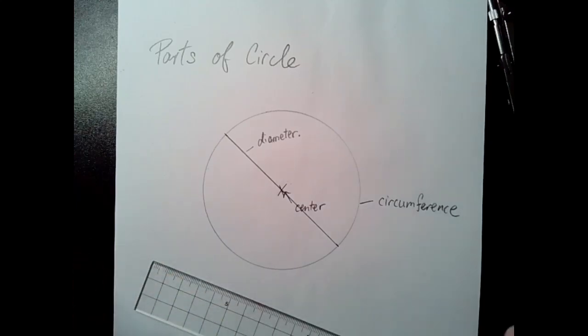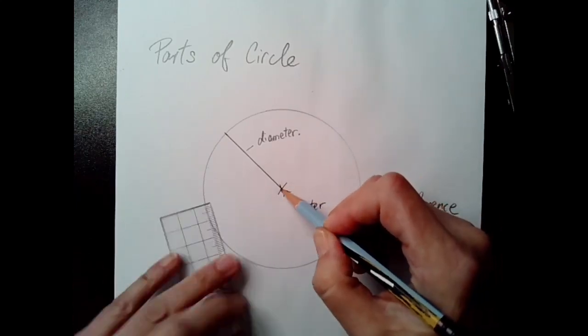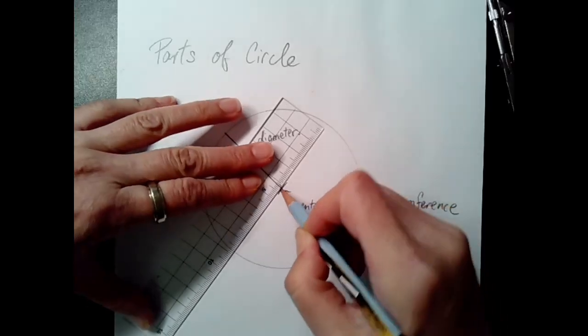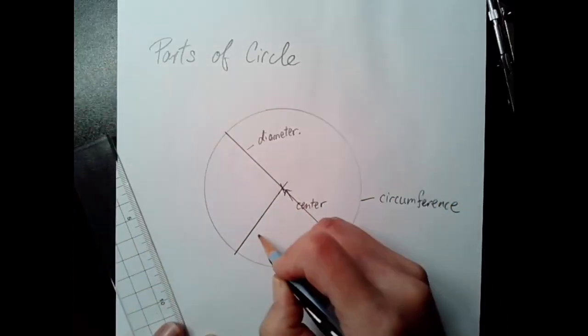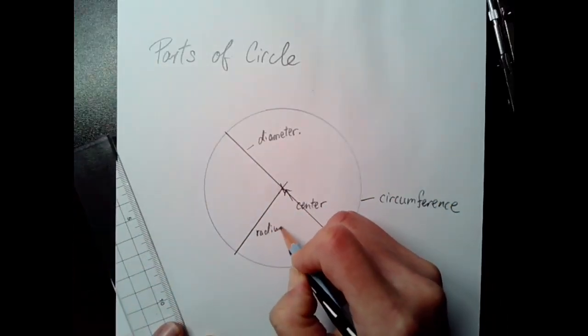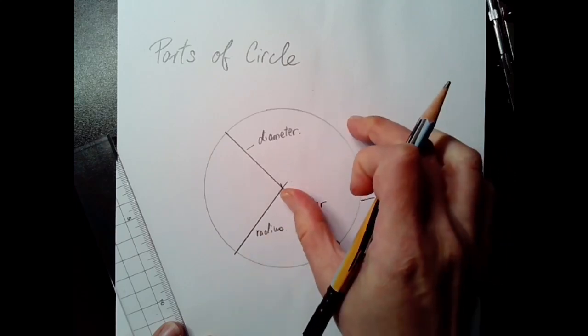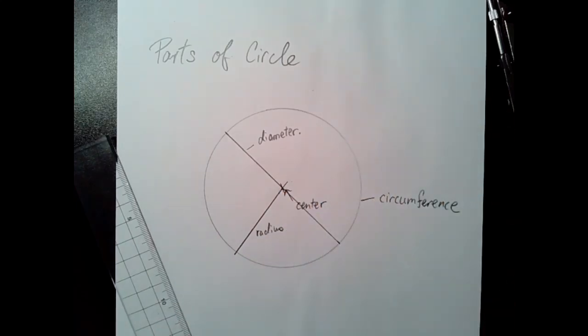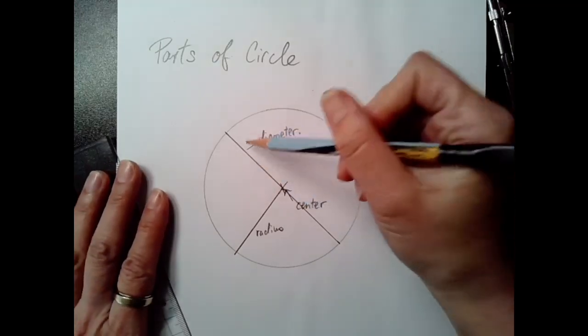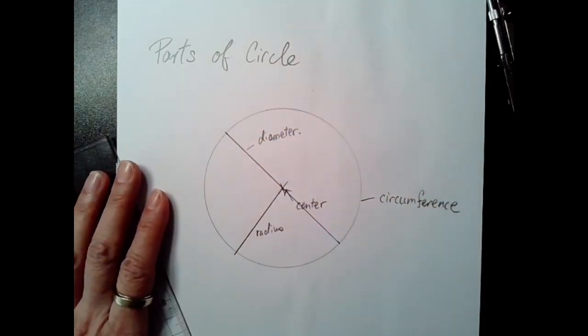Half of the diameter, which means the center going to any point on the circle, is the radius. Double the radius gives us the diameter. So that's the first bit we do. This is a diameter, this is a radius.